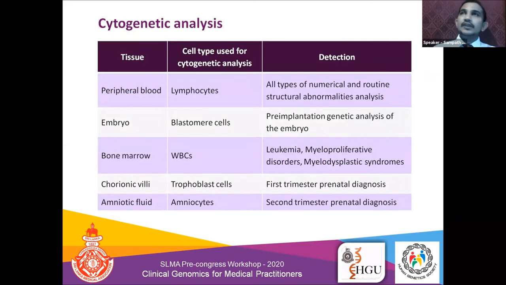So the cytogenetic analysis can be done using different types of tissues with different types of cells depending on the indication. Commonly we see peripheral blood karyotyping. We perform peripheral blood karyotyping for the patients who are referred to us due to congenital abnormalities, disorders of sex development, infertility, recurrent pregnancy loss, and so on. And we have a significant number of patients who were referred for bone marrow karyotyping or FISH analysis due to hemato-oncological conditions: the myelodysplastic syndromes, myeloproliferative disorders, as well as the hematological malignancies. And the cytogenetic analysis is also performed as a part of prenatal diagnosis and pre-implantation genetic testing.